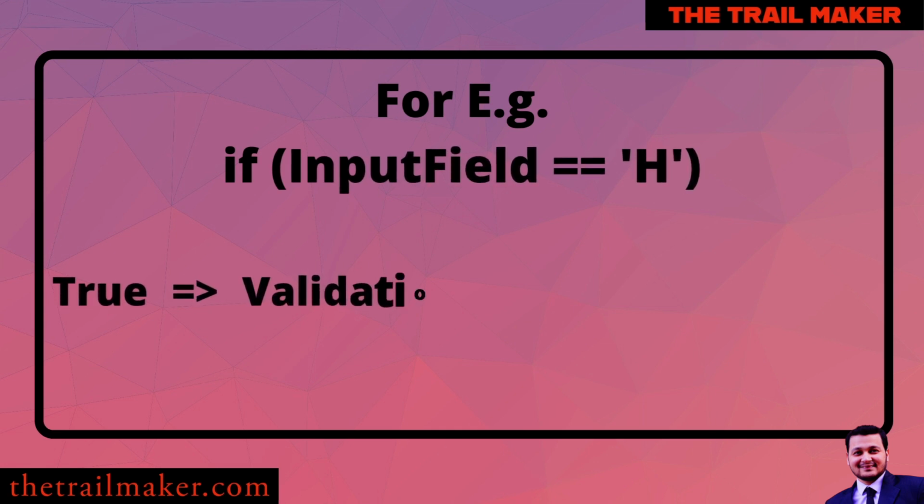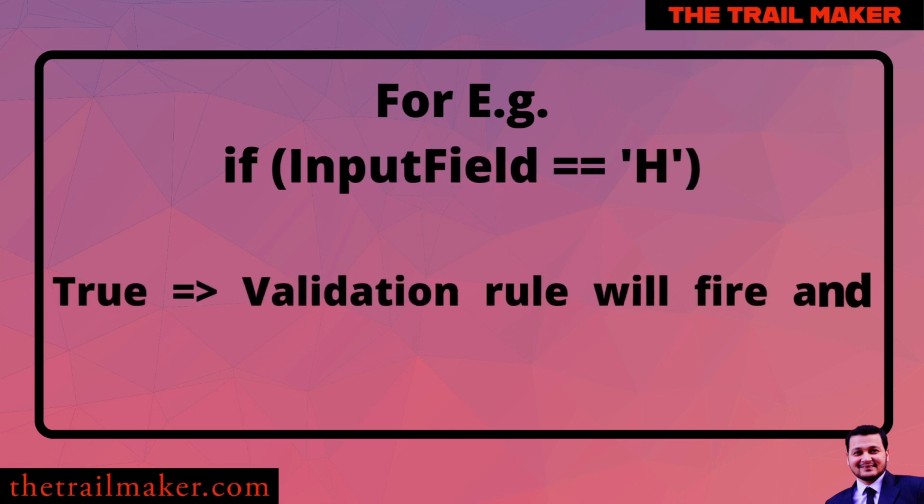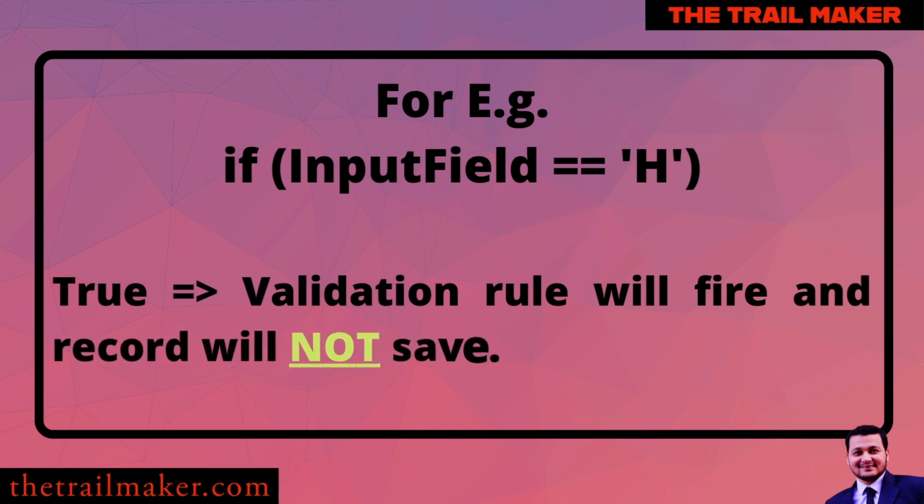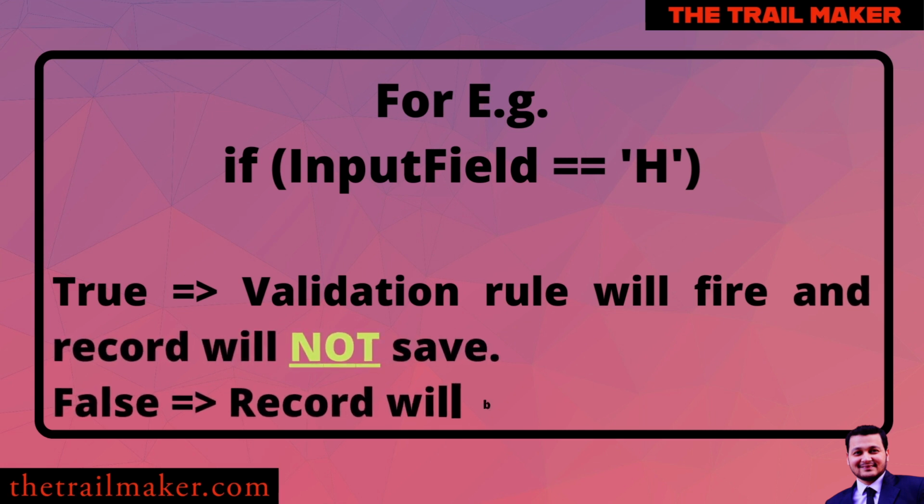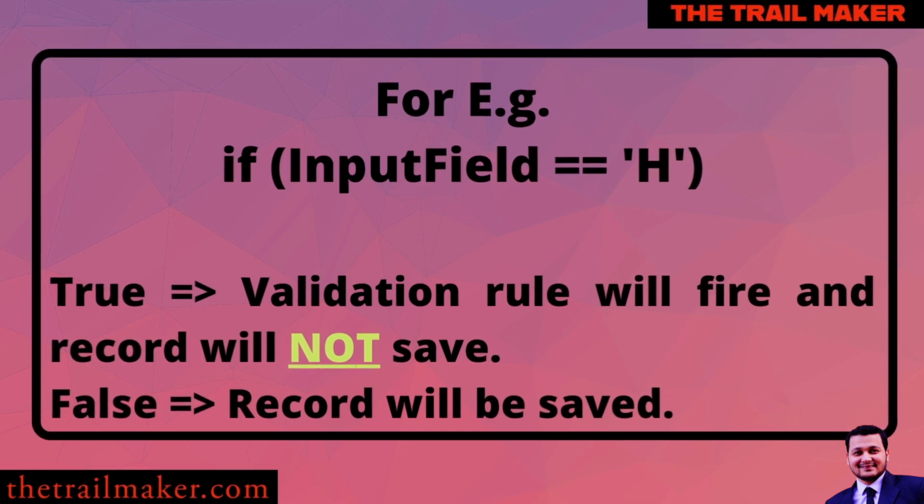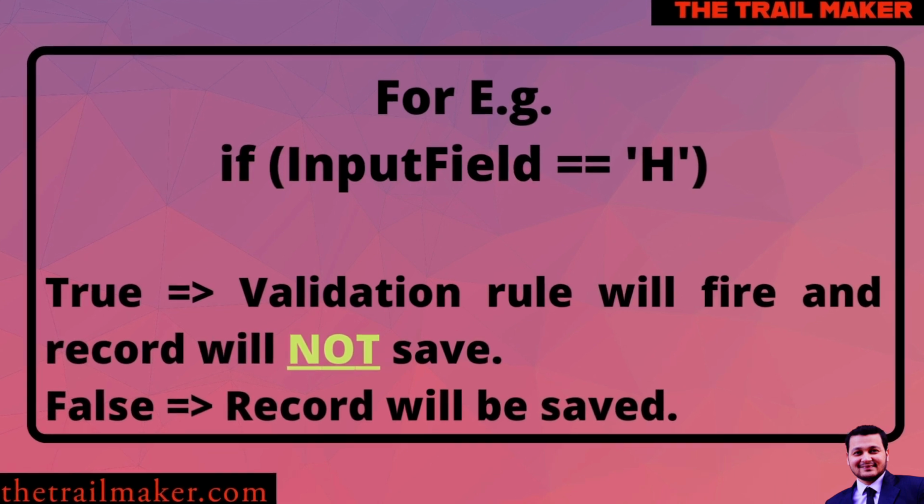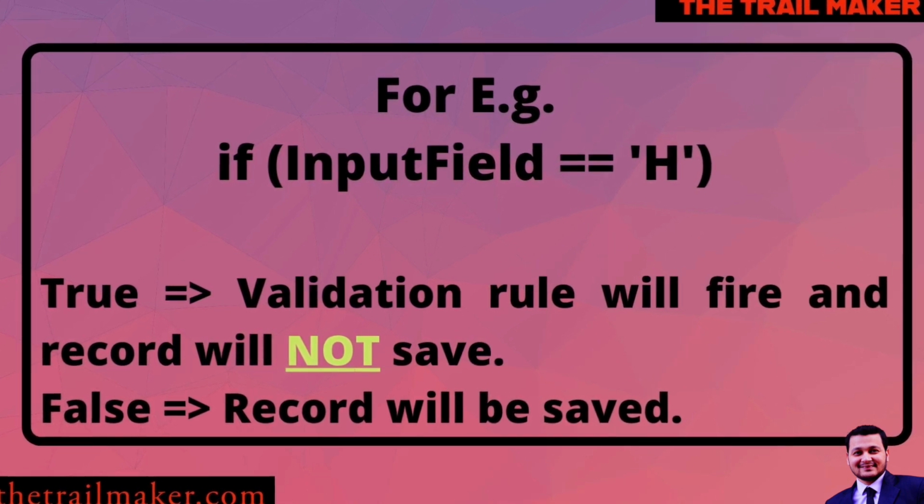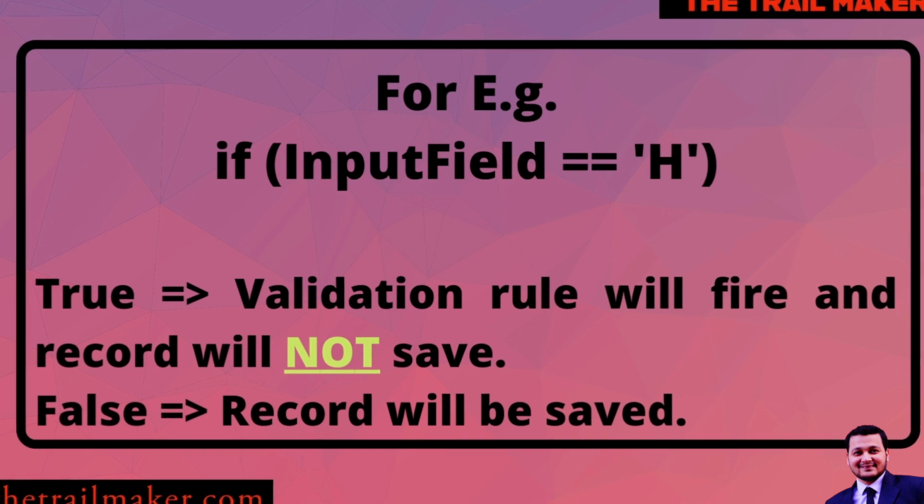Let's see how it happens. So basically the criteria here works like this: in order for you to save the record, the criteria should evaluate to false. Only then will your validation rule pass it through and let the system save the record. And let's see how it works.